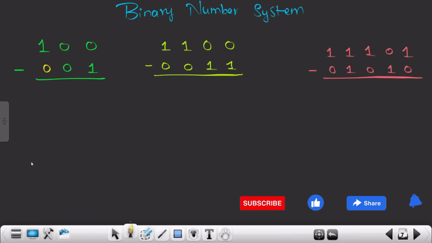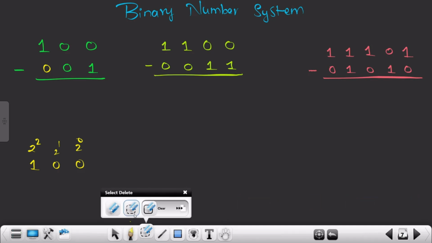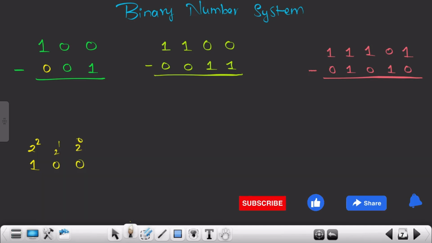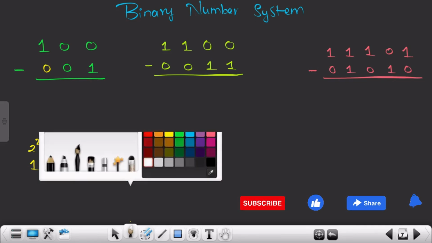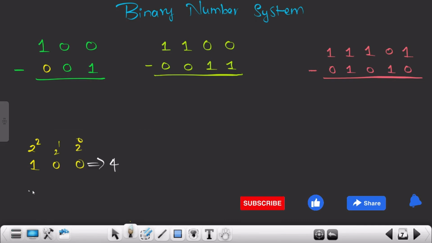So what is the decimal equivalent of 100? This is 2 raised to 0, 2 raised to 1, 2 raised to 2. Oh sorry, this is 2 raised to 2. So 2 raised to 2 into 1 is 4. So the decimal equivalent of this particular number is 4. And on a similar note, if I want to calculate the decimal equivalent of 001, it is 2 raised to 0 into 1, which is 1 only.